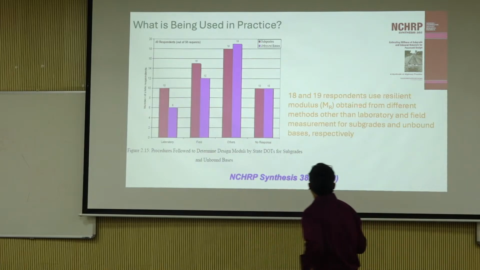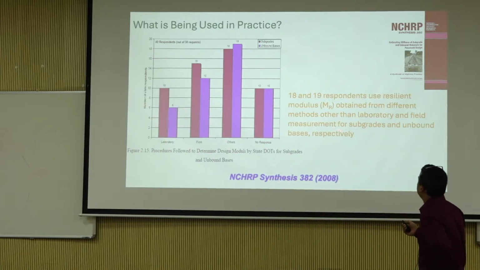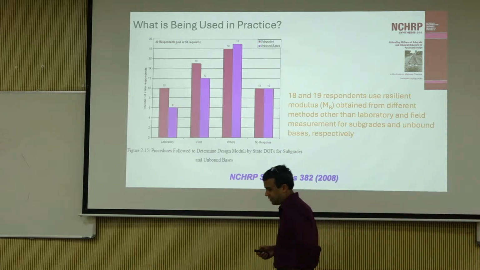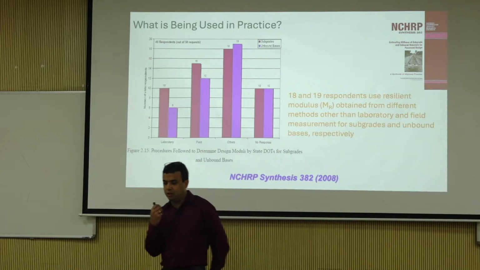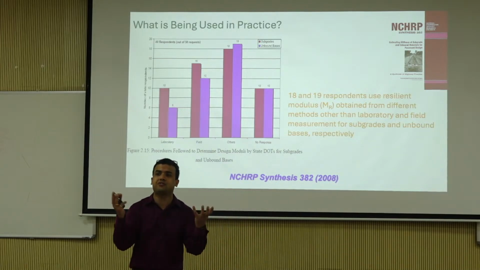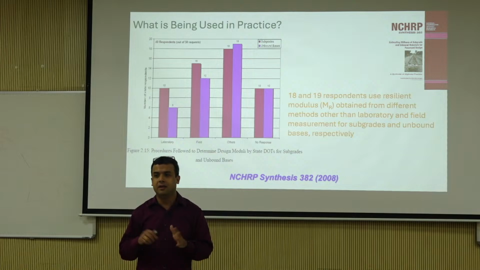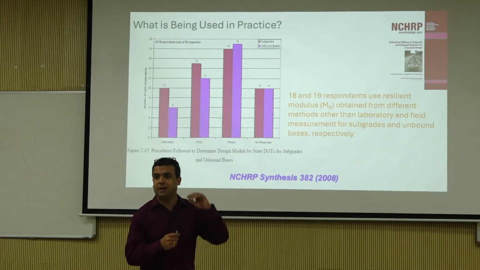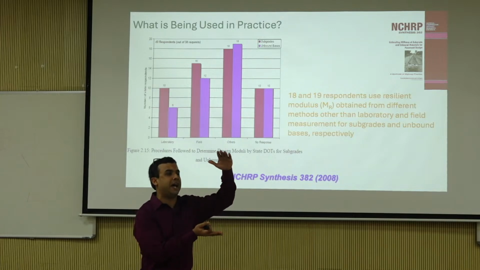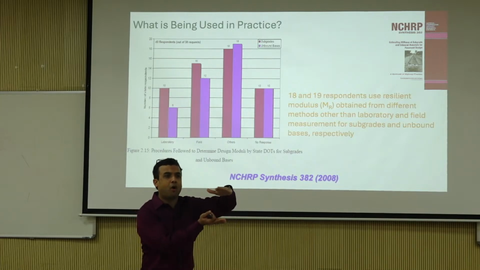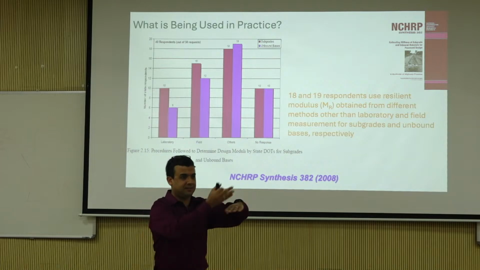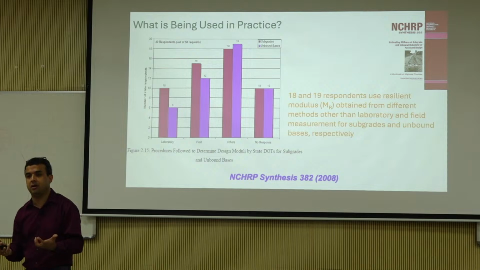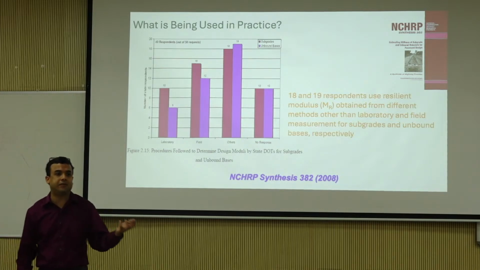So 19 respondents use resilient modulus obtained from methods other than laboratory and field measurement for subgrade and unbound bases respectively. What does that mean? I know some of you don't have any pavement design background, so that's a little challenging to understand. But even if you go through AASHTO 1993, subgrade modulus is an input, right? That is how it all starts. That's the support you start with. But how do you get the modulus? Where are you getting that from?